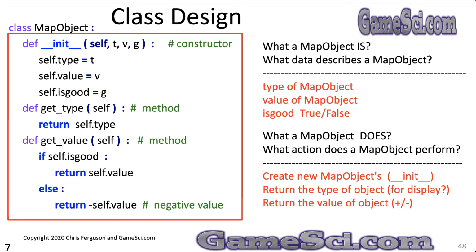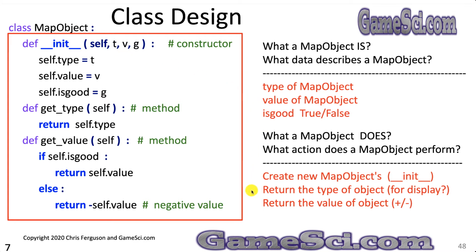Variables are only half of an object. What a map object does. What actions does a map object perform? This is the second list. The first list is what the object is. That defines your variables. The second list is what the object does. That's your methods. First of all, we need to create map objects, and that's why we should add an init method at the top of our class.